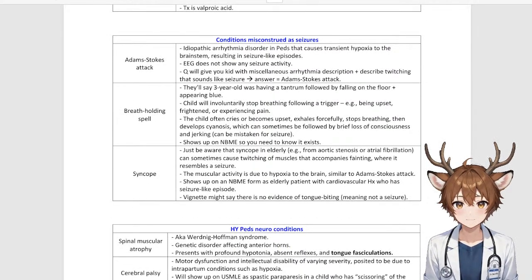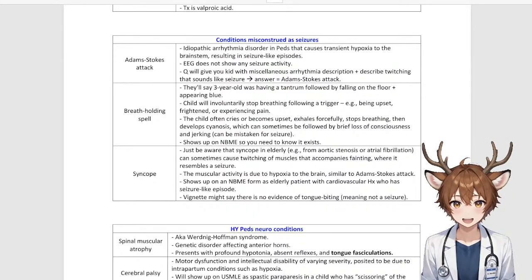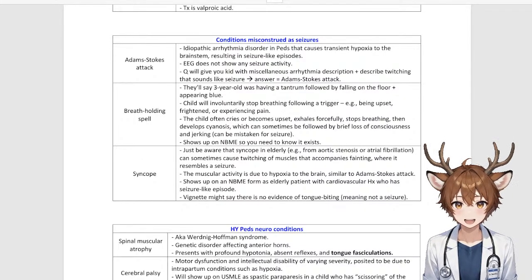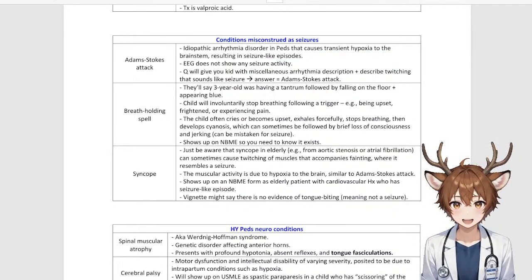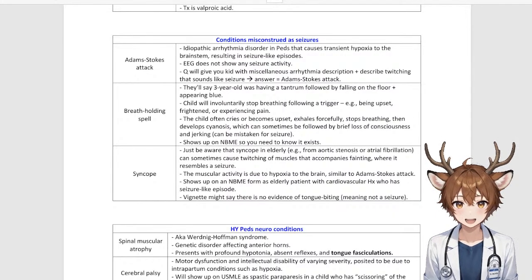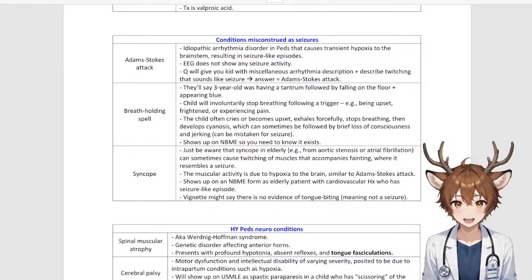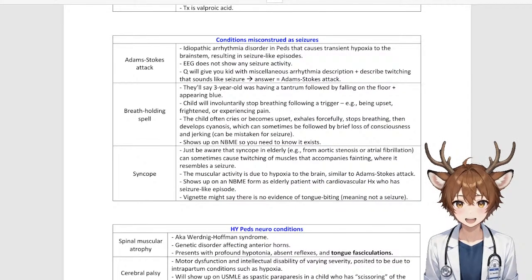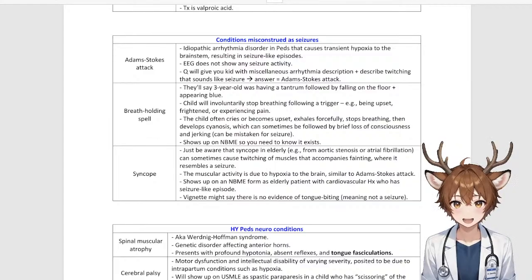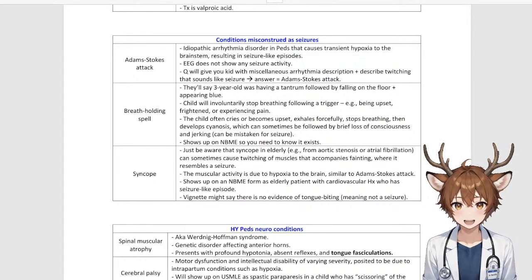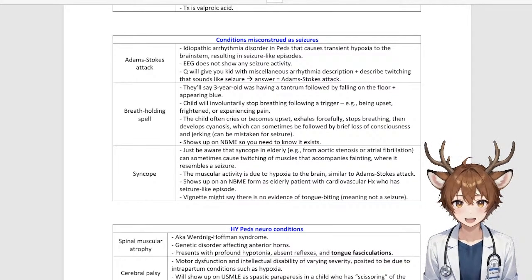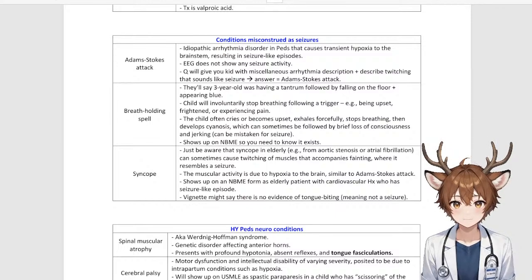That's crazy. Syncope. Just be aware that syncope in the elderly, that is to say, from aortic stenosis or AFib, can sometimes cause twitching or muscle activity that accompanies fainting, where it resembles a seizure. The muscular activity is due to the hypoxia to the brain, similar to Adams-Stokes attack. Shows up on the NBME form as an elderly patient with cardiovascular history who has a seizure-like episode. The vignette might say there is no evidence of tongue biting, meaning not a seizure.